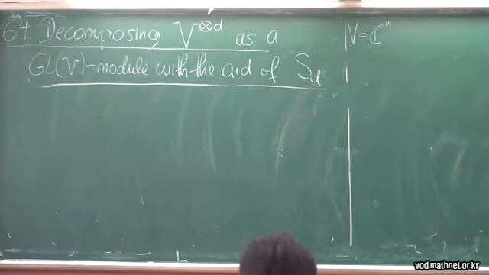So 6.4 in Landsberg's book is titled Decomposing the Space of Tensors as a GL_n module, as a module over the general linear group with the help of the symmetric group. So we're going to use the interplay of these two.